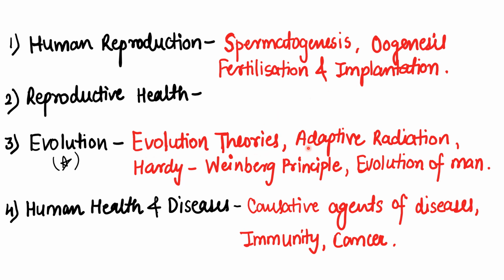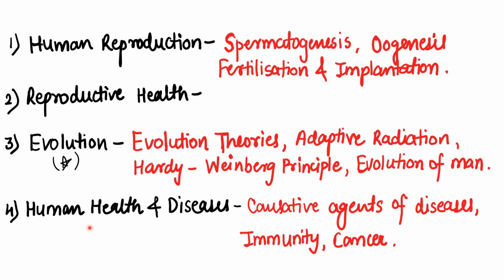These theories are panspermia theory, theory of spontaneous generation, and chemical evolution. These are the theories that you have to study before starting the chapter. Then adaptive radiation, the examples, what does this actually mean? Then Hardy-Weinberg principle, the graph is already given, the three types of principles. And at the last, evolution of man, how the Homo sapiens evolved. There are some stages given, 5 to 6 stages.